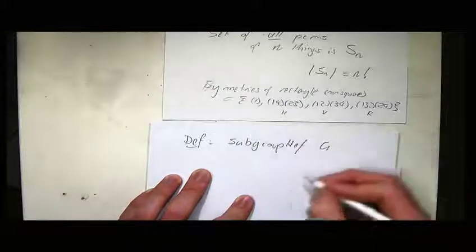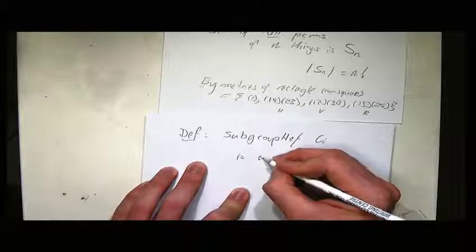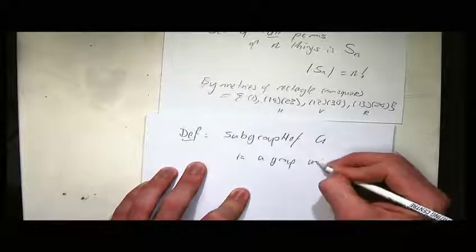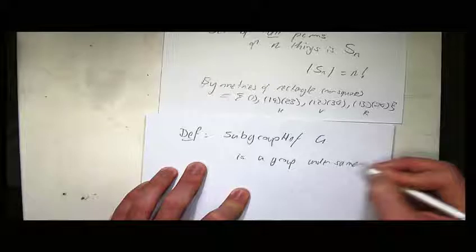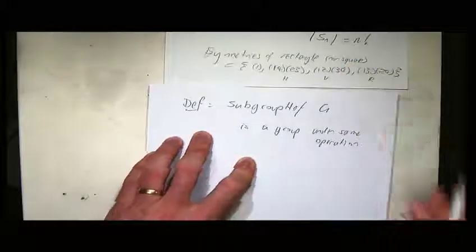A subgroup H of G is a group under the same operation, basically. It's a subset that is also a group. Technically, G is a subgroup of itself, but to say a proper subgroup would be that it's not equal to G. And the identity all by itself is a perfectly good subgroup, and that's the trivial subgroup. I think G is trivial as well.